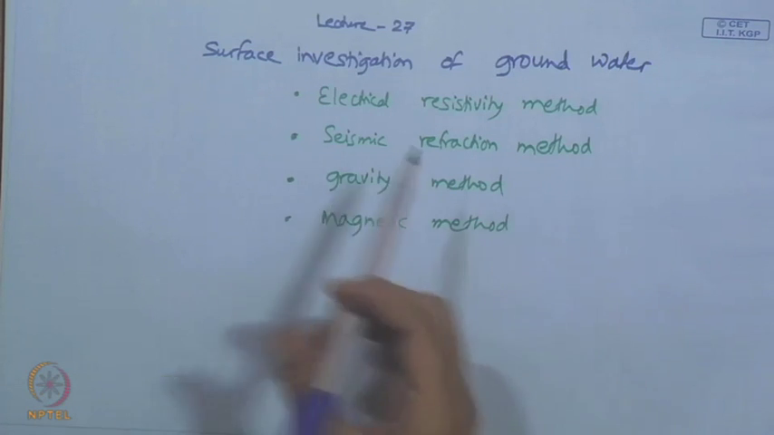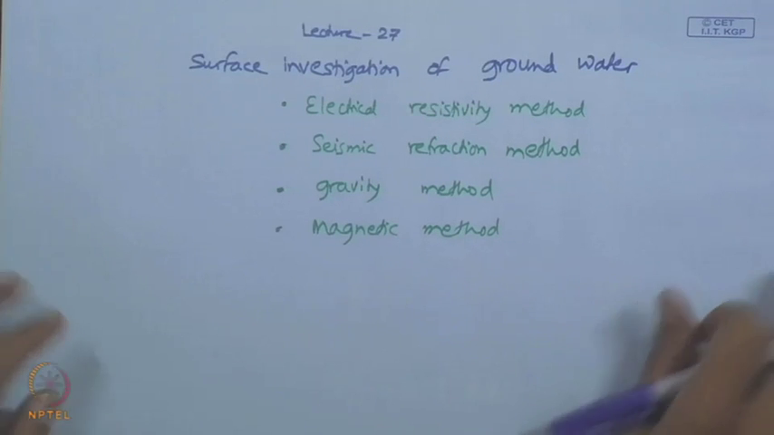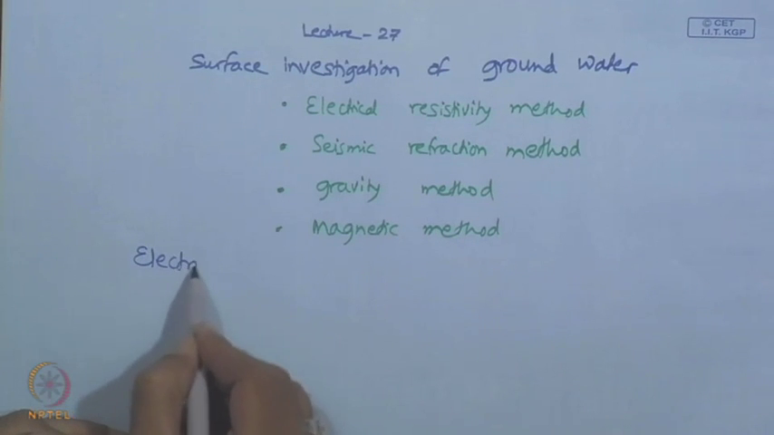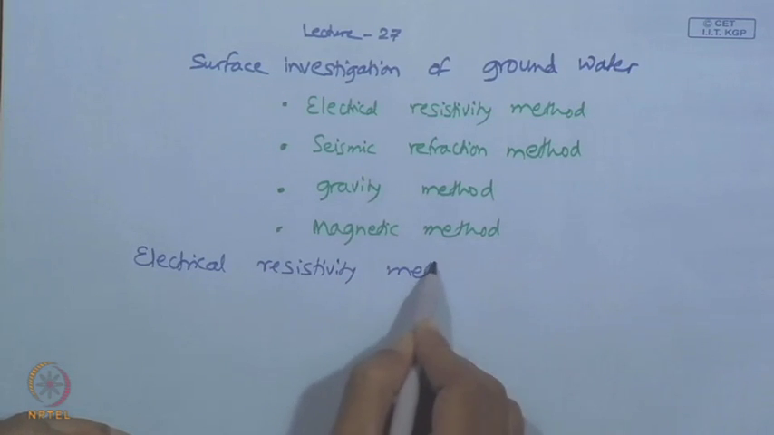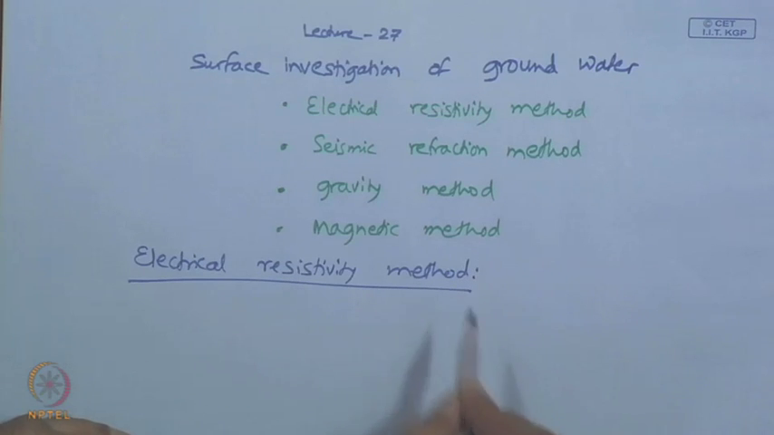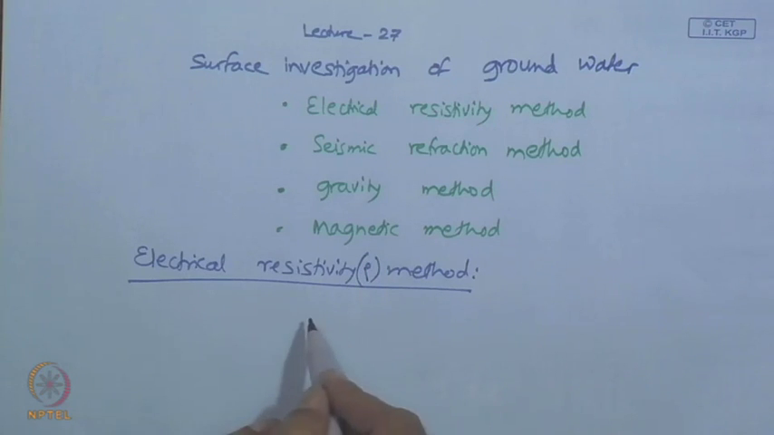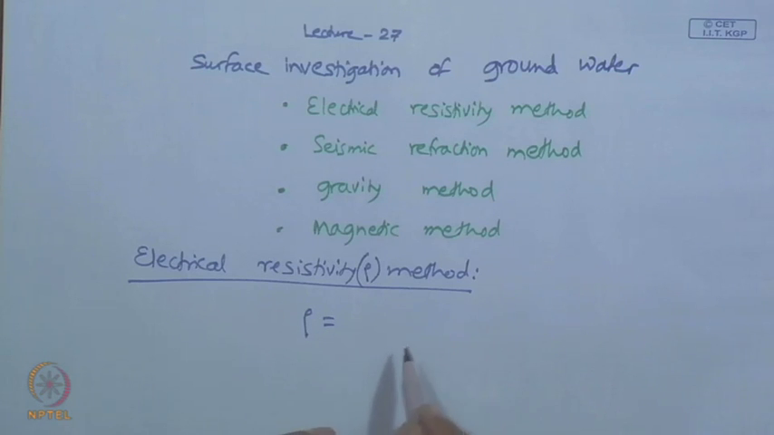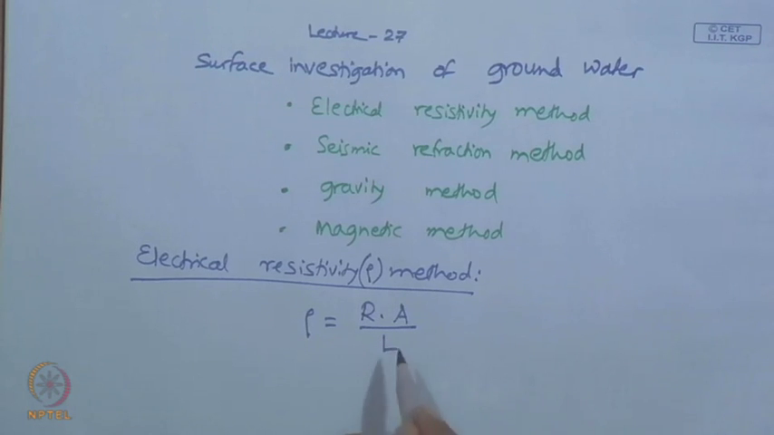So, coming to this electrical resistivity method, which we started in the previous lecture. This is the electrical resistivity. It is denoted by the letter rho, and this rho is given by R into A divided by L.